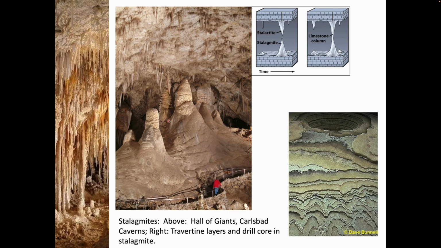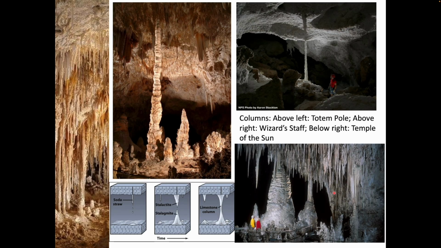These are some particularly large stalagmites we can find in Carlsbad Caverns called the Hall of Giants in the big room. And here on the right, you can see layers of travertine in a stalagmite that has been taken from a microscope. Here are some columns, which again form when a stalactite and stalagmite meet. Some very tall ones in the big room, some of which are 200 feet high. On the above left, this is called the totem pole. Above right, this is called the wizard's staff, and it's weird because it's made of gypsum.